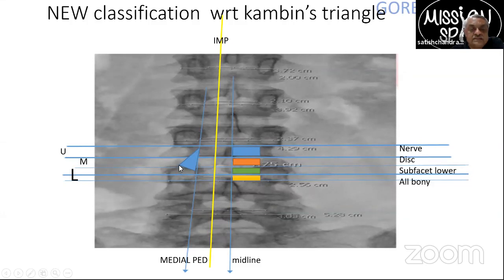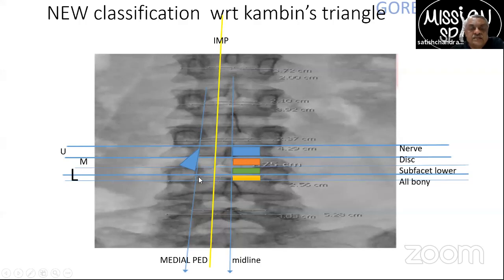And below that is the zone between the lower border of the disc, or the upper border of the body, and the line bisecting the pedicle. Together this is the mid zone. So this is the disc zone, the orange one, and the green is subfacet.